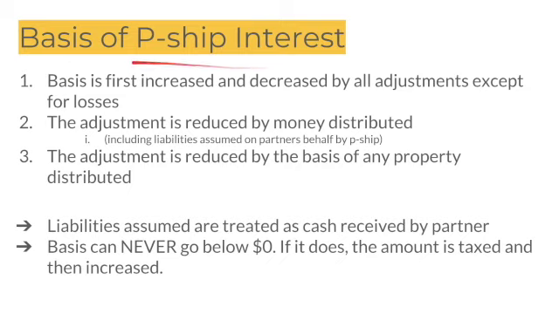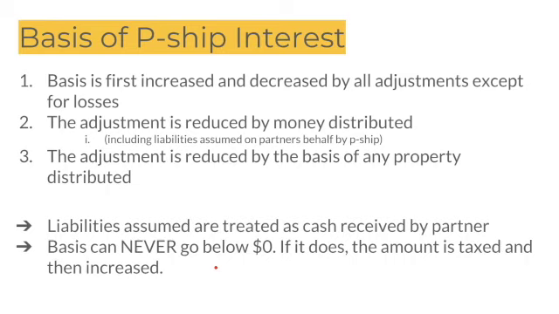Okay, so basis of a partnership interest. This is the proper language, proper 3 steps. Basis is first increased and decreased by all adjustments except for losses. The adjustment, what this adjustment comes out to, is reduced by money distributed, including liabilities assumed on partner's behalf, which is considered cash received by the partner. And then the adjustment is reduced by the basis of any property distributed to the partner. I've said that a few times. Liabilities are treated as cash received by the partner.